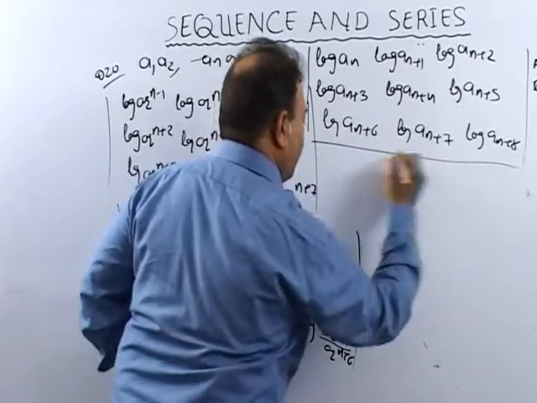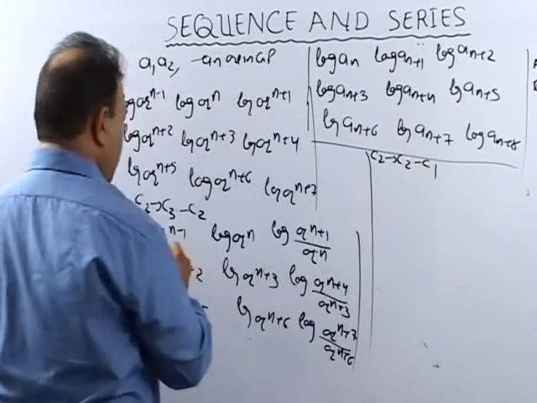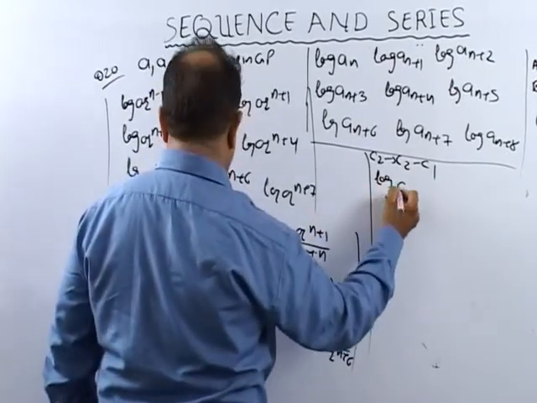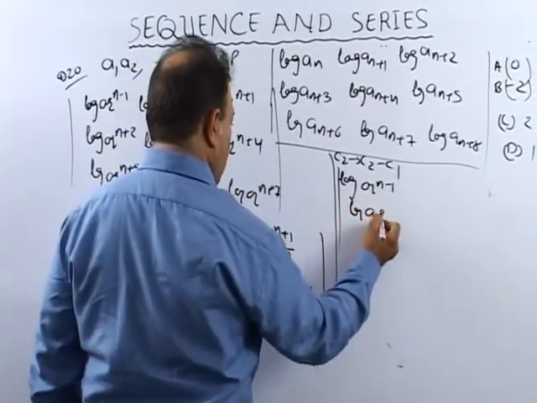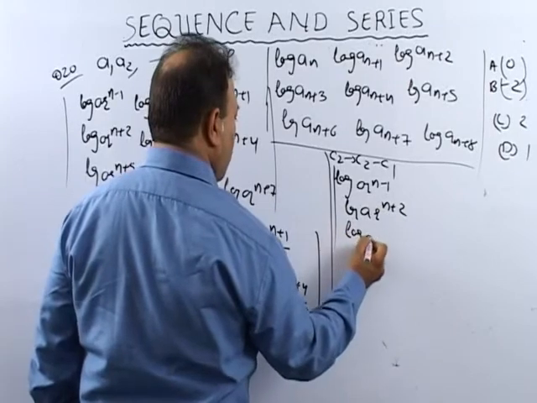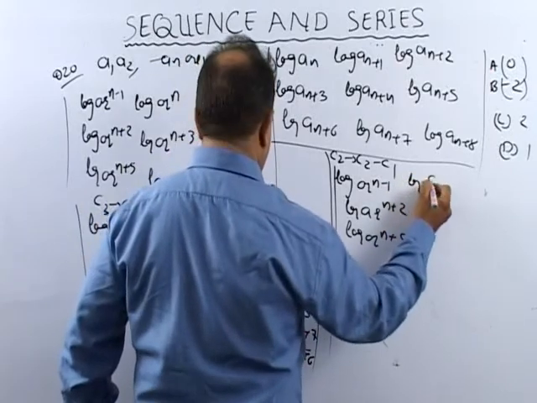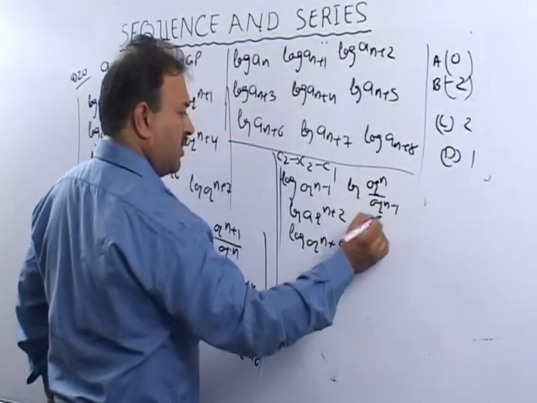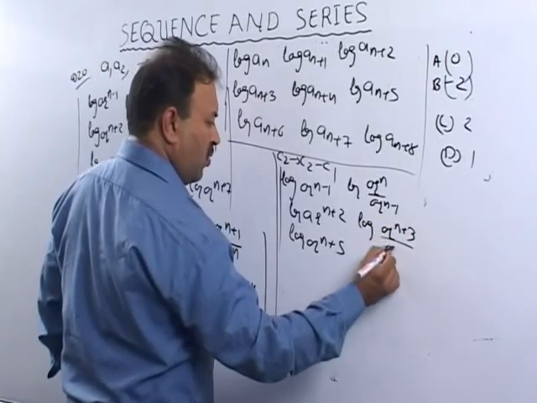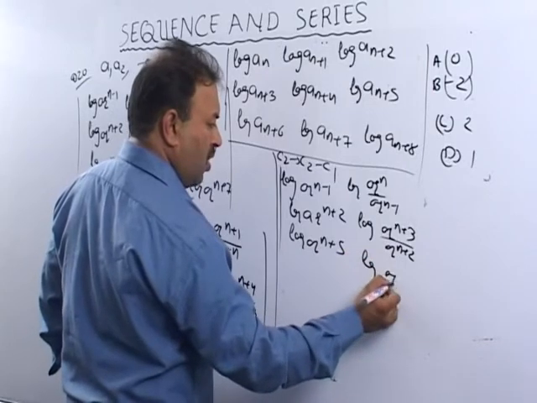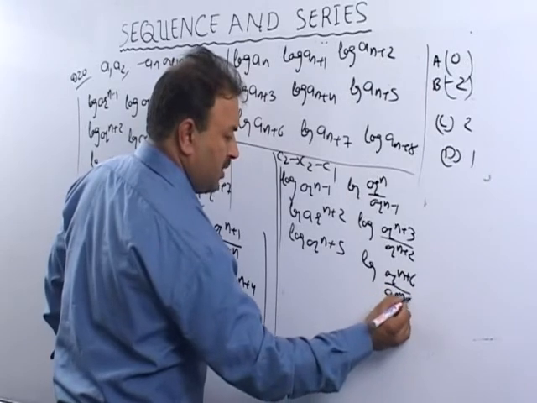Then I reach it over here, I got it what? C2 में operate करो, it is C2 minus C1. I got it what? Log a r^(n-1), determinant, log a r^(n+2), log a r^(n+5). Now subtracting this thing, similarly log a r^n upon a r^(n-1), log a r^(n+3) over a r^(n+2), log a r^(n+6) over a r^(n+5).